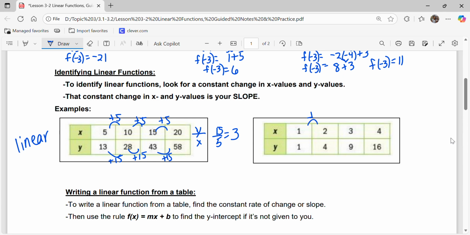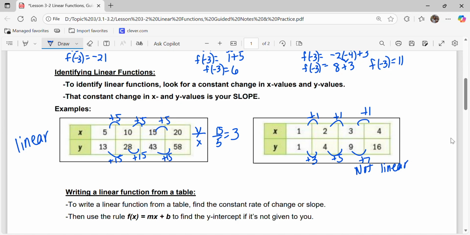This next table, adding 1 each time to your x's, but then your y's, from 1 to 4, it goes up +3. 4 to 9, +5, 9 to 16, +7. Since this is not a constant rate of change, this table is not linear.